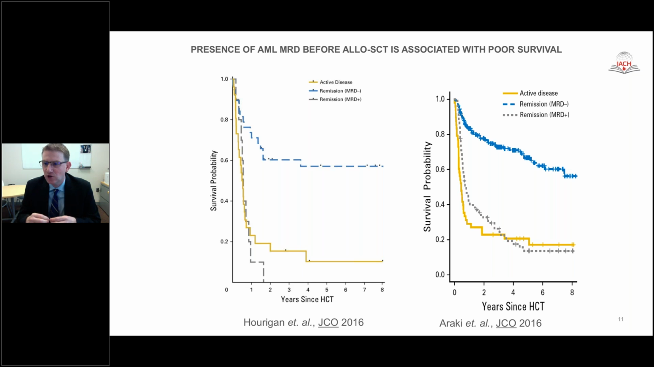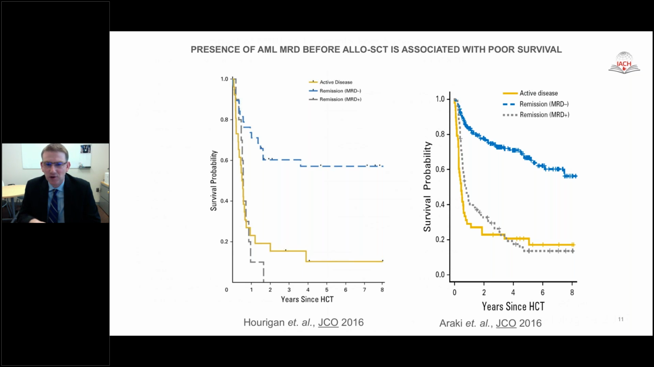This was taking a pre-transplant sample prior to allogeneic transplant of patients with AML. And what you can see in gray in both cases was any level of detectable leukemia, whether that was grossly evident active disease or whether it was at MRD level, was associated with poor outcomes post-transplant. The best responses were seen in blue for those who were in a CR and were MRD negative. And that seems consistent across studies.